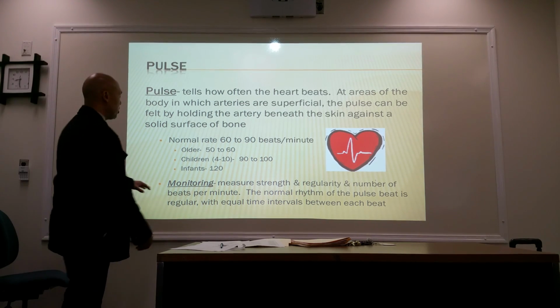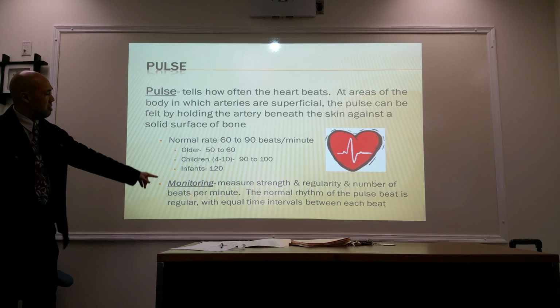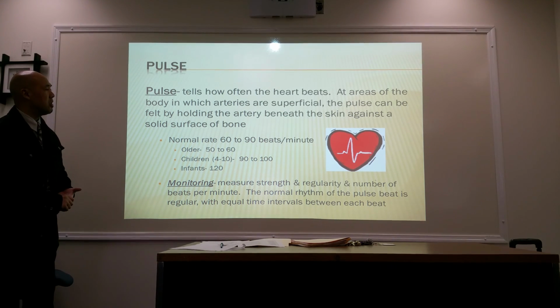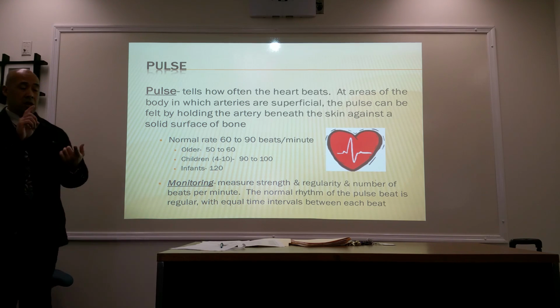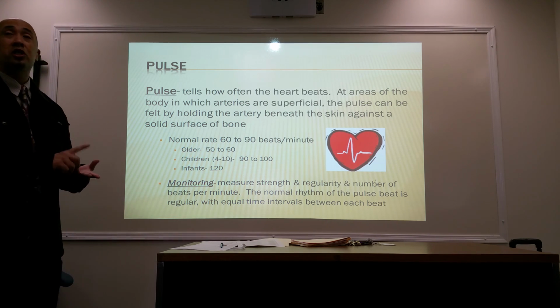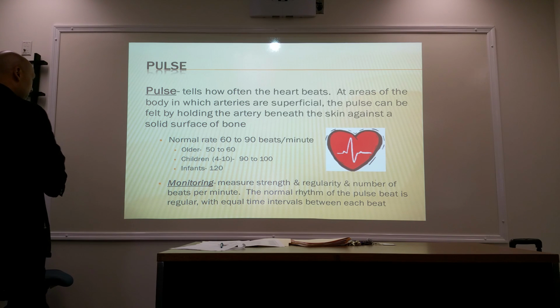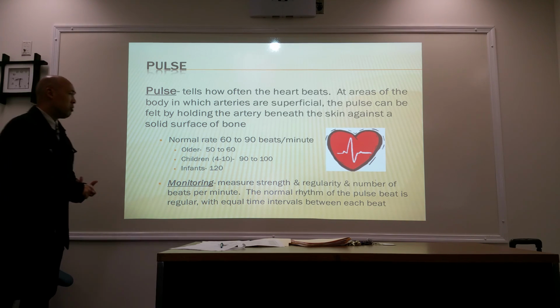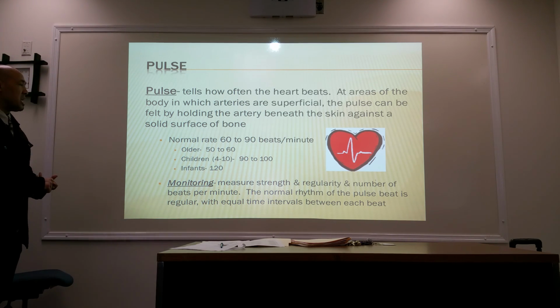Okay. Monitoring. I'm losing my voice. Monitoring measures strength and regularity and number of beats per minute. So we're going to monitor the beats. We're going to monitor the strength and the regularity. The normal rhythm of the pulse beat is regular with equal time intervals between each beat.